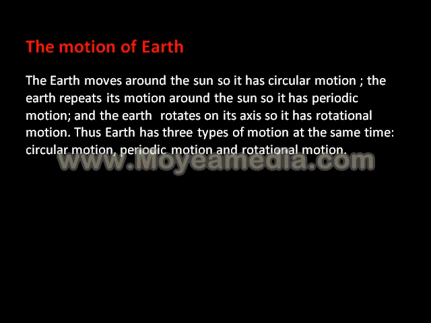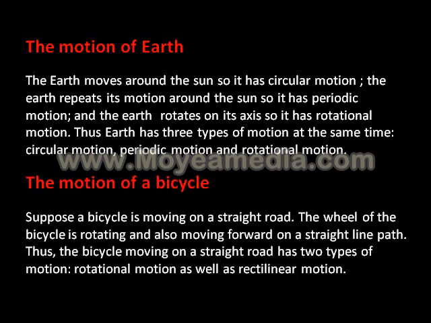The first example showing combination of motions is the motion of the Earth. The Earth moves around the Sun in a circular orbit, so it has circular motion. But the Earth is also rotating on its axis, so it is showing rotational motion. Also, the Earth repeats its rotation and revolution after a fixed interval of time, so it is having periodic motion. Thus, the Earth represents three types of motion at the same time: circular motion, periodic motion and rotational motion. These three types of motion represent the combination of motions.